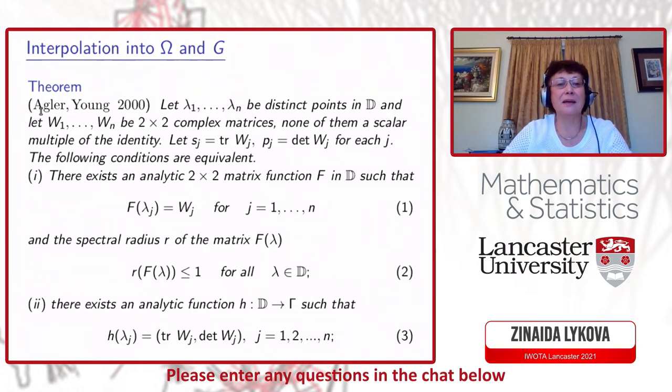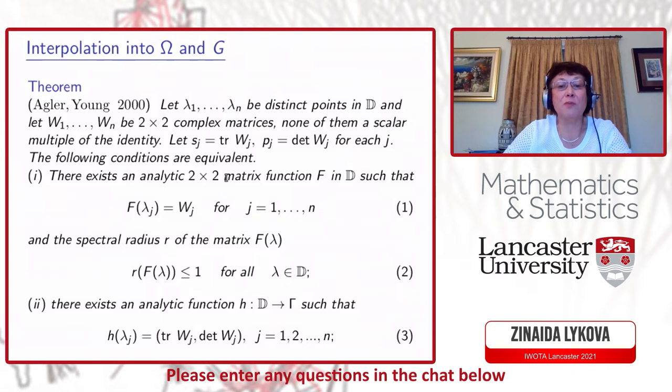So Agler and Young proved that if you look at this mu-synthesis interpolation problem, where mu is the spectral radius, then if you are given these single points and you are given complex 2x2 matrices, none of them a scalar multiple of the identity. When they are scalar multiples of the identity, there is another, much simpler way to deal with this problem. But it is easiest to present it this way. And suppose s_j is the trace of the given matrix W_j and p_j the determinant of the given matrix for each j. Then the following conditions are equivalent.